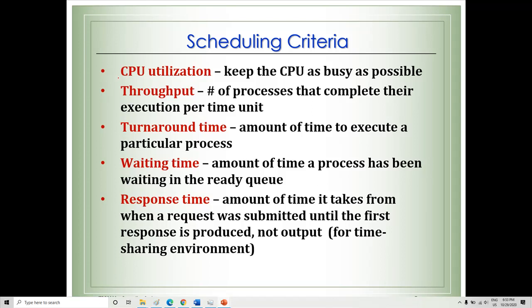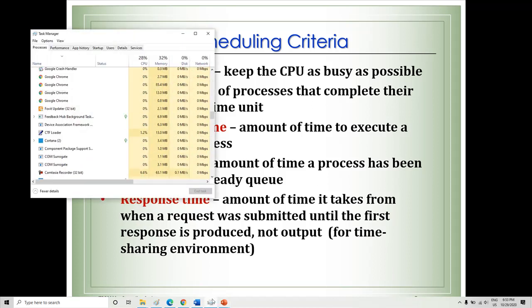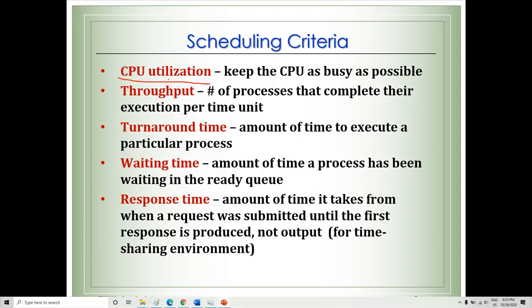These criteria are used, like CPU utilization. It means keeping the CPU as busy as possible. Any algorithm should not waste CPU time. The CPU should not be sitting idle. You can see what percentage of the CPU is consumed here. The CPU time should be efficiently utilized by any good algorithm.